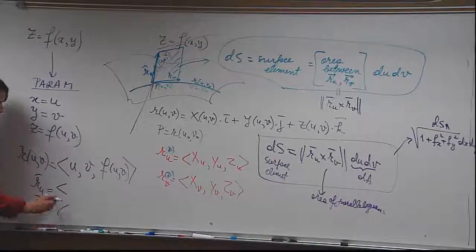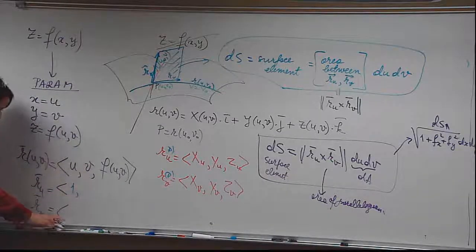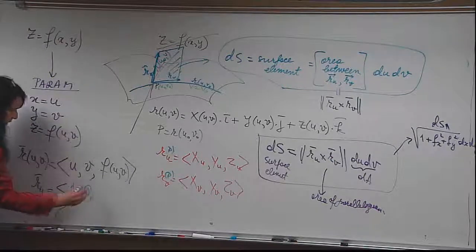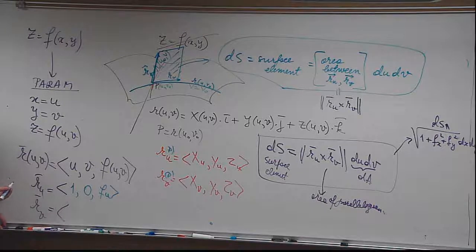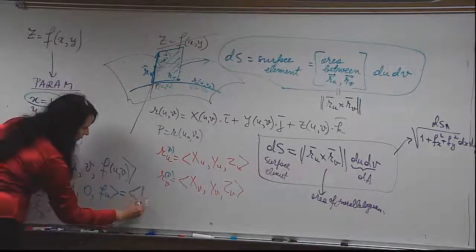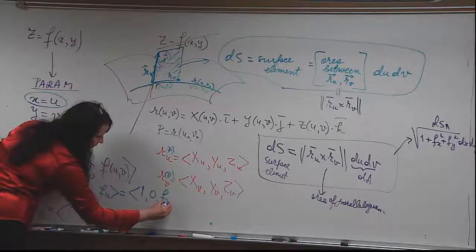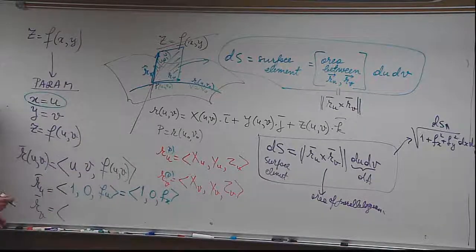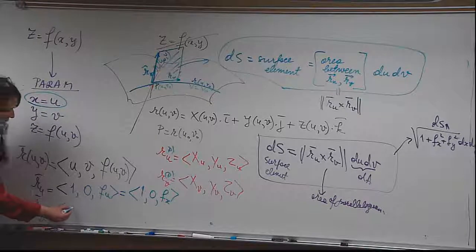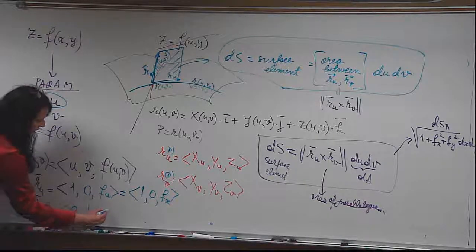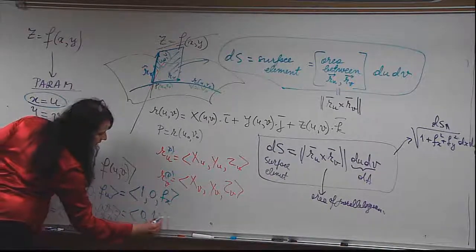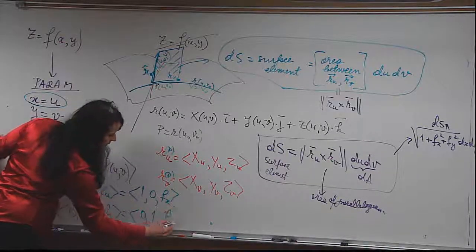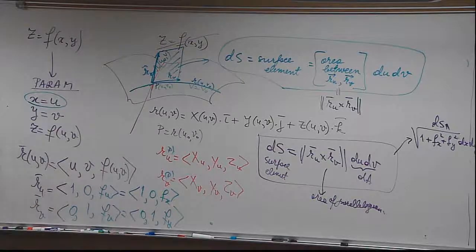What's the first one? Good. What's next? 0. Thank you. F sub u. Very good. F sub u or f sub x is the same because x and u are the same. So let me rewrite it: 1, 0, f sub x. Now, the next guy: 0, 1, f sub v, which is 0, 1, f sub y.